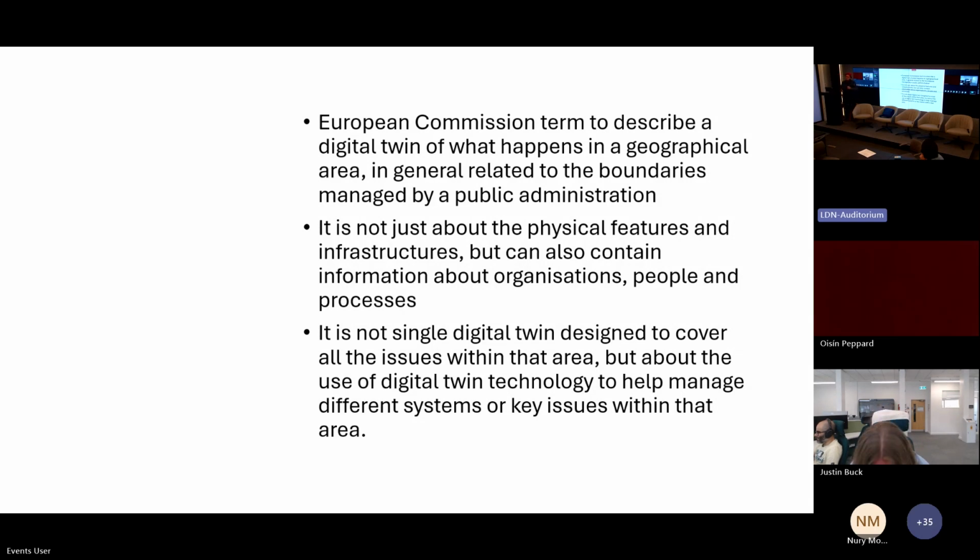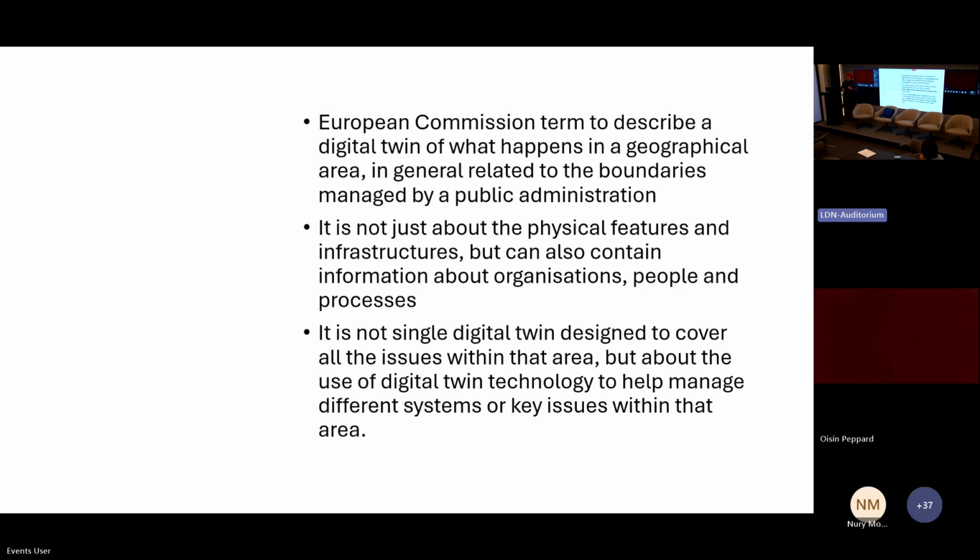So local digital twins, how the European Commission talks about city twins of places. And local doesn't mean close, it means locality. So a local digital twin is a digital twin that replicates what is happening within a locality, whether it's small, as a neighborhood, whether it's a city or whether it's a region, and tries to identify all the different things, all the different services and infrastructures that are in that locality, so that they can be better managed as a whole. And it doesn't mean a single digital twin.